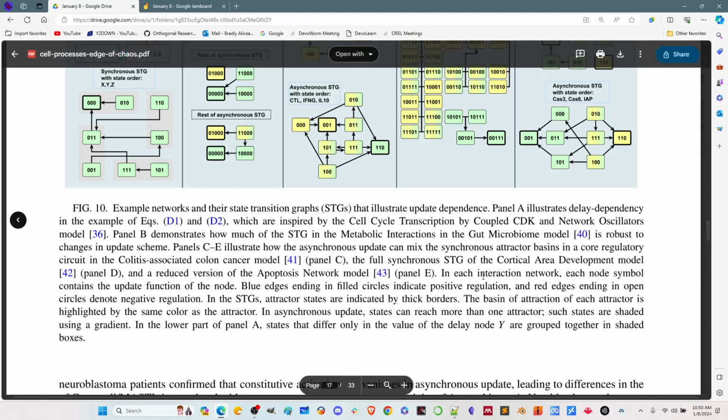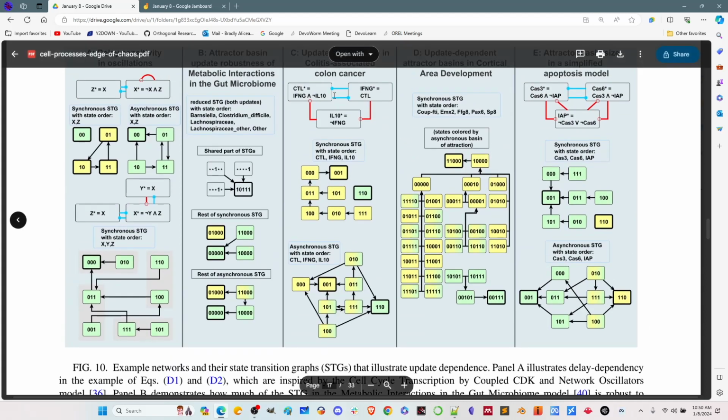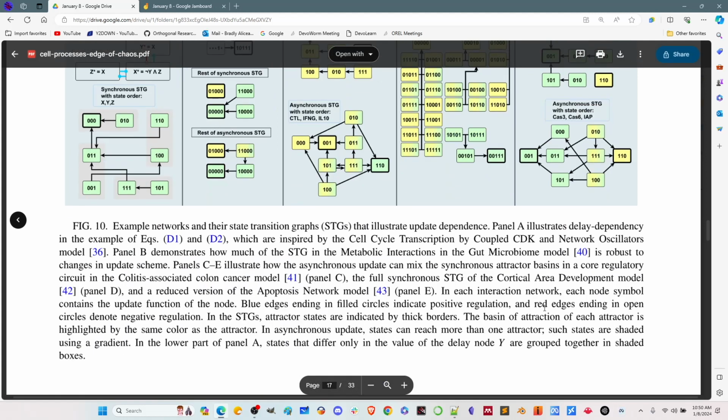In each of these interaction networks, each node symbol contains the update function of the node. Blue edges ending in filled circles indicate positive regulation, so that's up here. And then the red edges ending in open circles denote negative regulation.